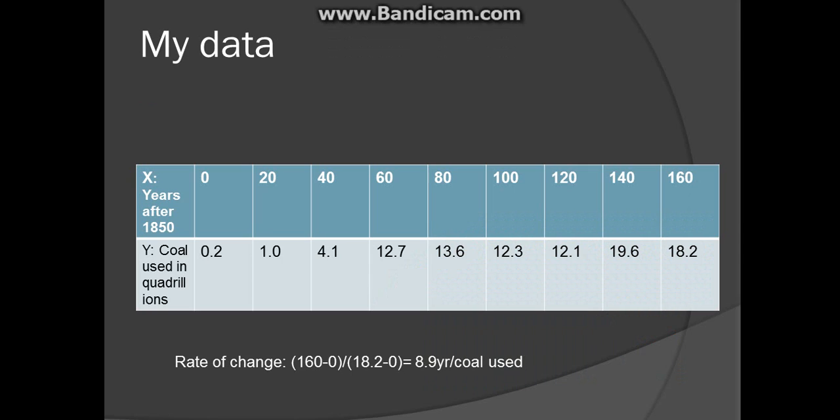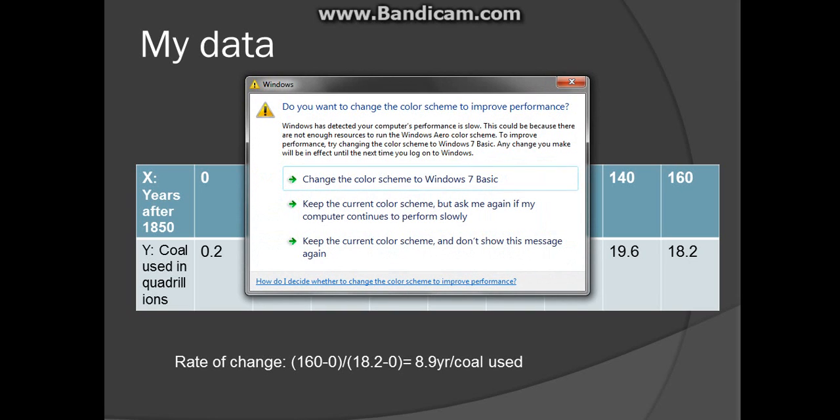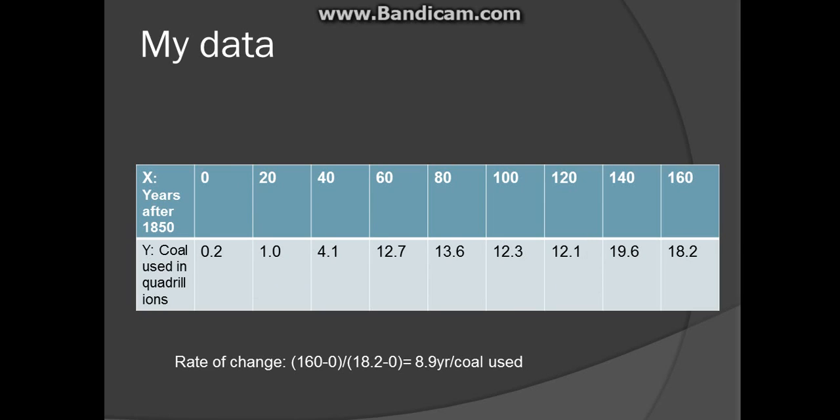Here's my data. As you can see, it starts in the 1850s and it adds on 20 years after that. The reason I picked that was because if my numbers are too big, it would cause problems for my calculator. And coal is measured in quadrillions, as you can see right here. And our rate of change is 8.9 year per coal used. At the end, we'll fix that to make it more understandable.